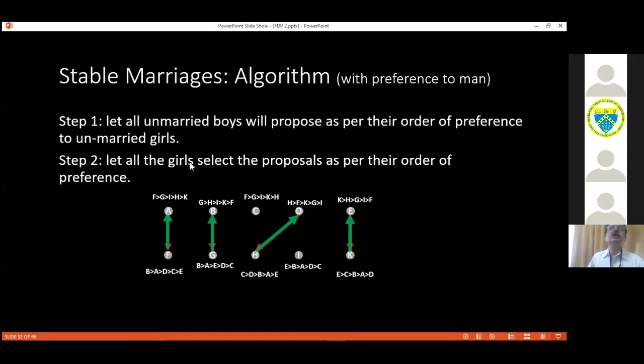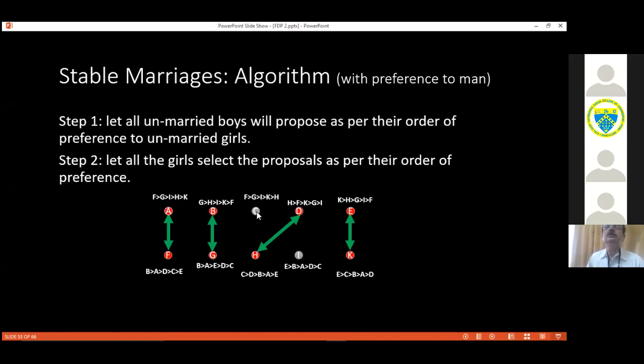Now again the algorithm starts with step 1. C starts to propose. She has no choice. In this preference list, F and G are already taken, so only I is left. Then this C should marry I only. I has no choice. I should marry. This is the one marriage that takes place. This is the algorithm in which the boy proposes and the girl selects.